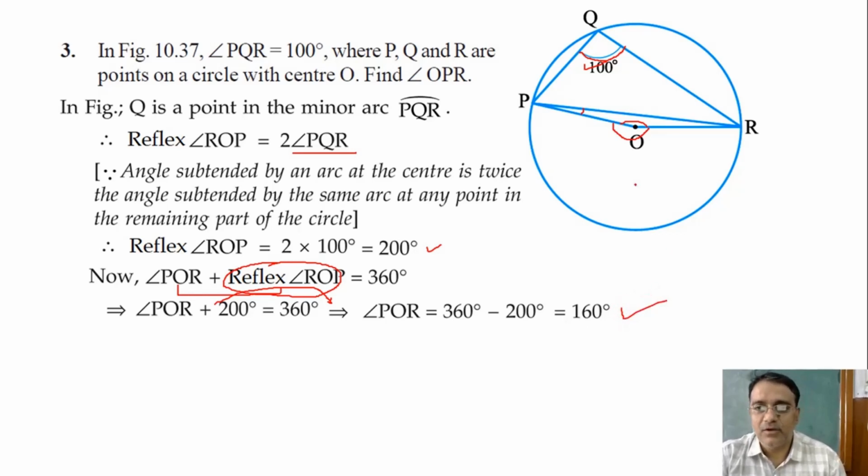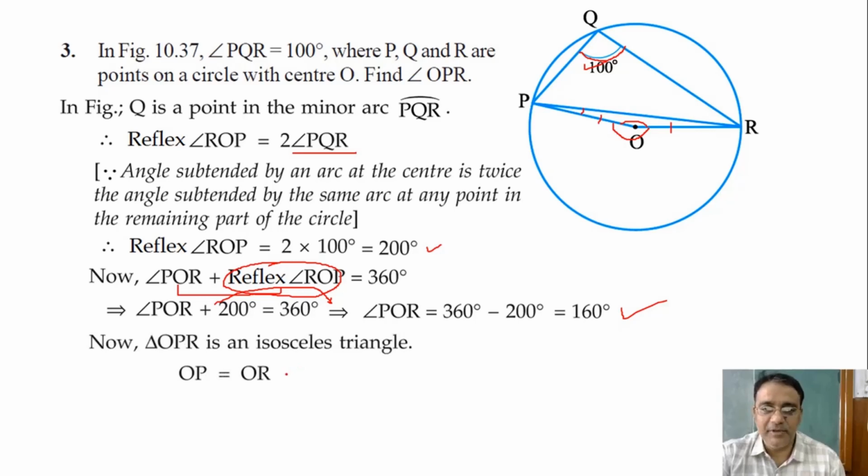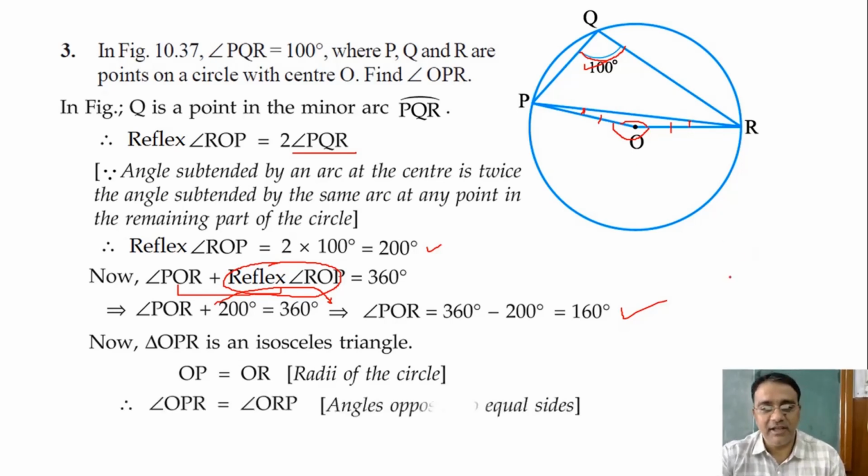No, sir. Okay, now triangle OPR is an isosceles triangle. Why? Because OP is equal to OR, radii. This will imply these two angles are equal. Why? Angles opposite to equal sides. Right, angles opposite to equal sides are also equal.